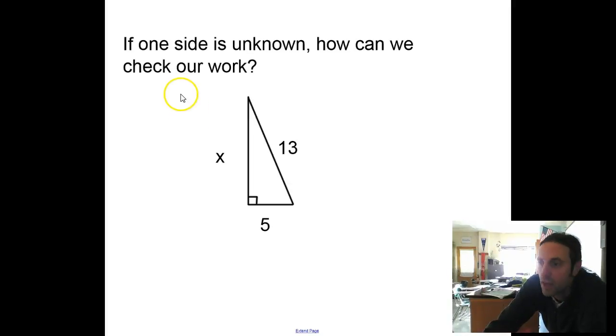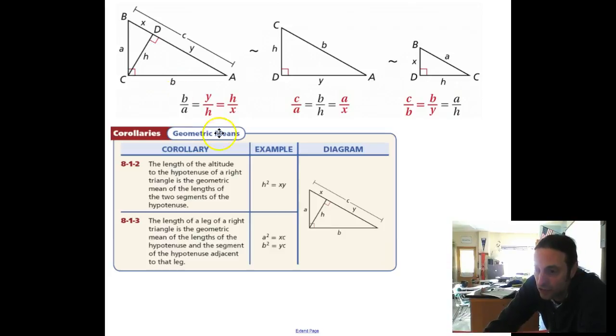And never forget, if one side of a right triangle is unknown, how can we check our work? Drum roll. That's right, Pythagorean theorem. All right, so what does this look like? You've got some corollaries to the geometric means. It's basically what we've just gone through and looked at together, right?